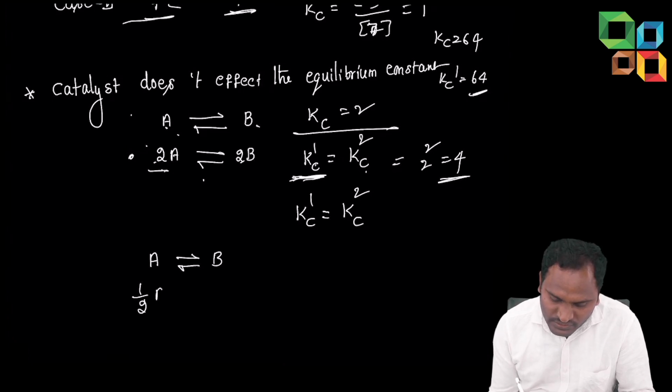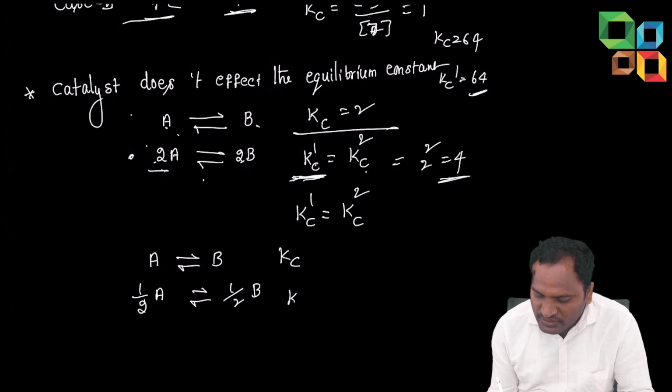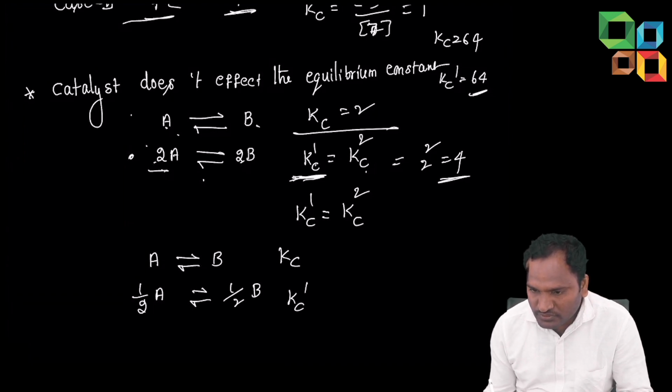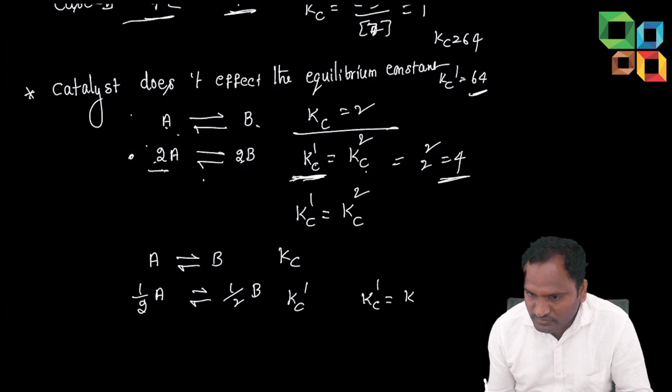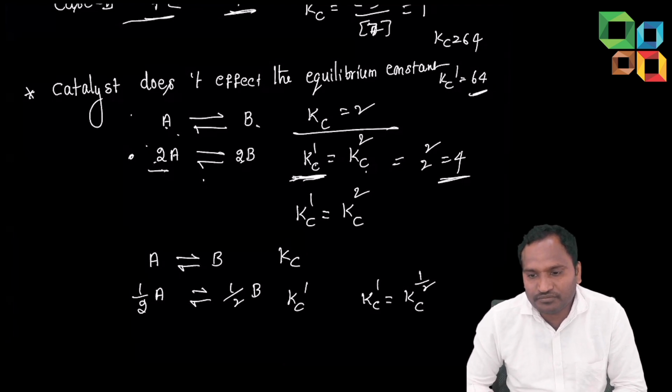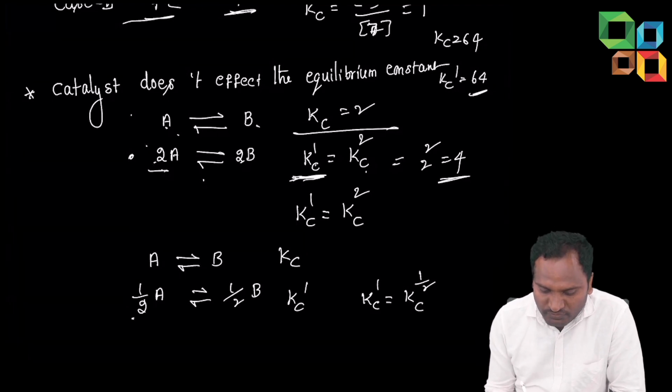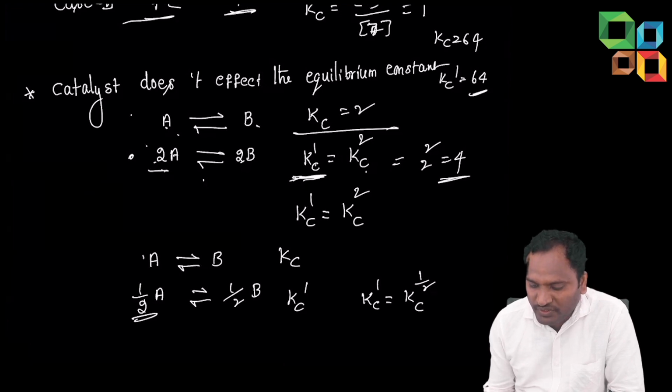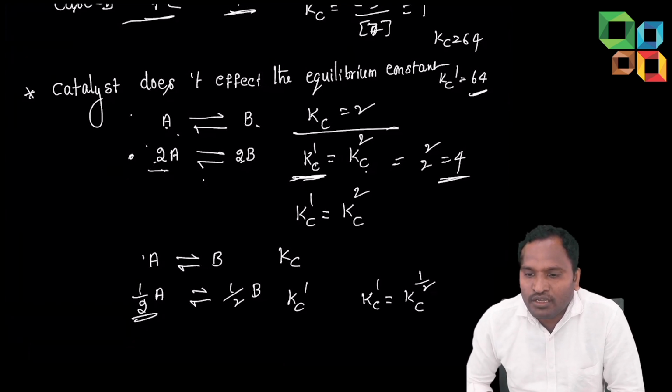Half A is in equilibrium with half B. This one is Kc, this one is Kc dash. What is the relation between Kc dash and Kc, students? Kc dash is equal to, very good, Kc power 1 by 2, otherwise square root of Kc. Understood, students? Here we multiplied from here to here, we multiplied with this factor, that will be raised to the power of the previous equilibrium constant.